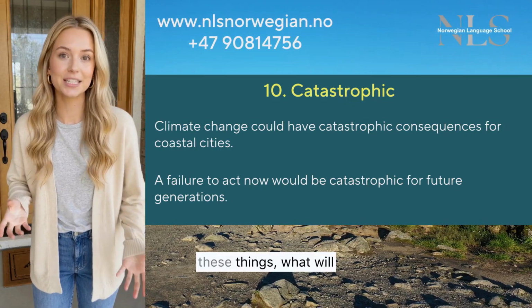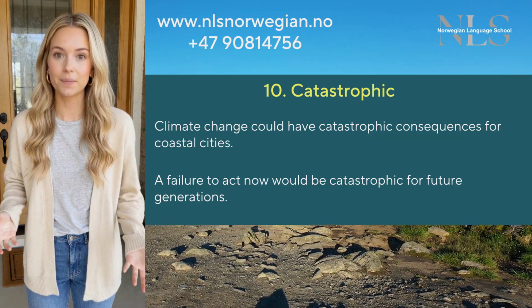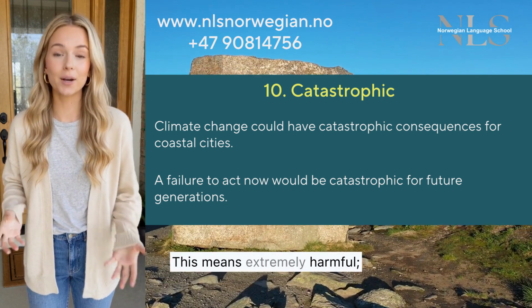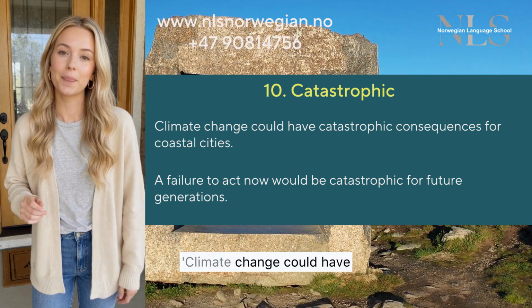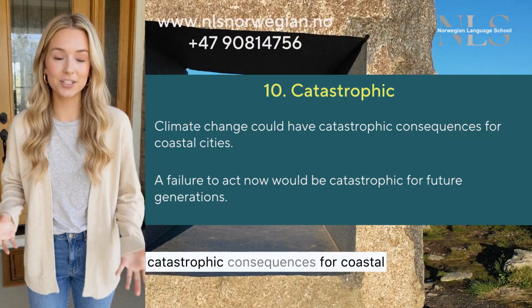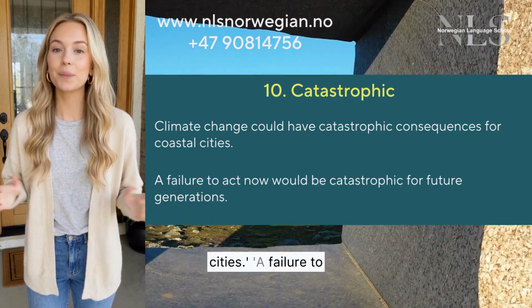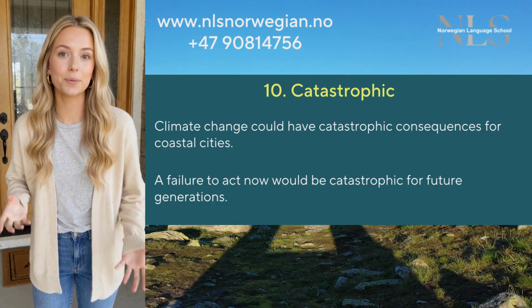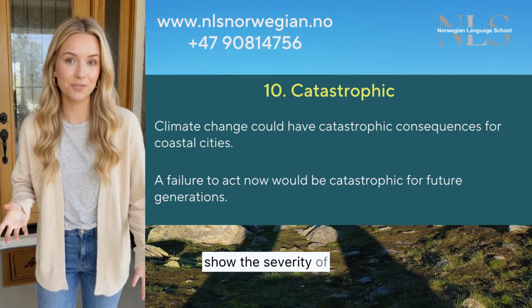If we don't stop these things, what will the result be? Bad? No, it will be catastrophic. This means extremely harmful, a disaster. Climate change could have catastrophic consequences for coastal cities. A failure to act now would be catastrophic for future generations. Use this word to show the severity of the problem.